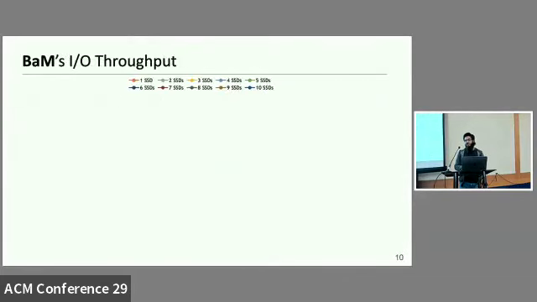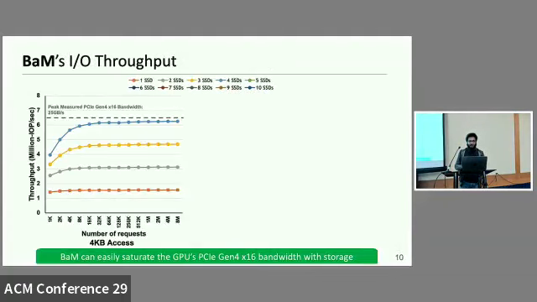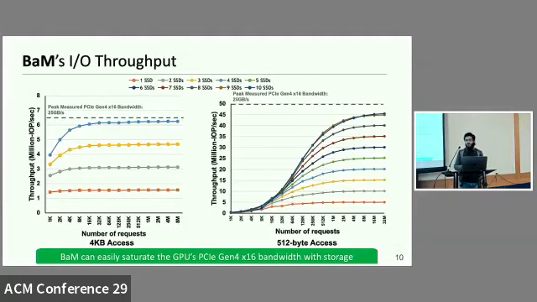We measure BaM's achievable I/O throughput as we scale the number of SSDs. Here we'll launch a GPU kernel where each GPU thread makes one I/O request to an SSD. For 4 kilobyte accesses, BaM easily saturates the 1.5 million IOPS of a single SSD and continues to scale up to 4 SSDs, where BaM very nearly saturates the GPU's PCI interface. For 512-byte accesses, BaM scales up to 45 million IOPS, again, very nearly saturating the GPU's PCI interface.